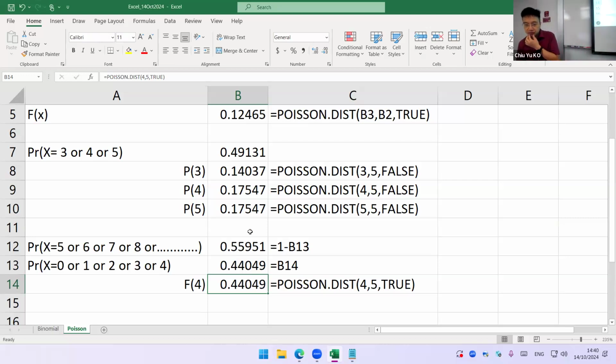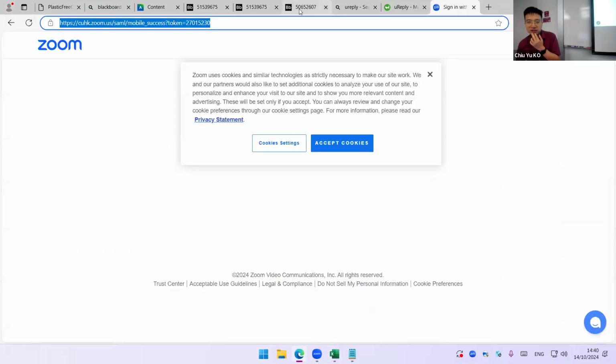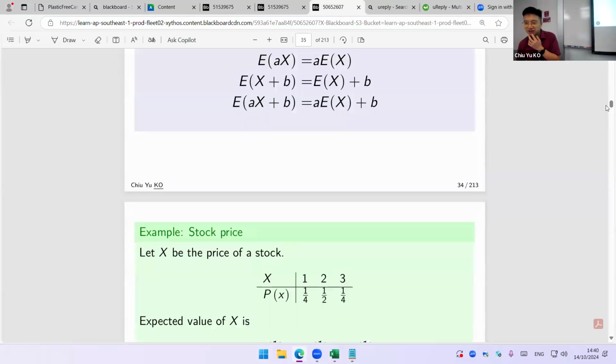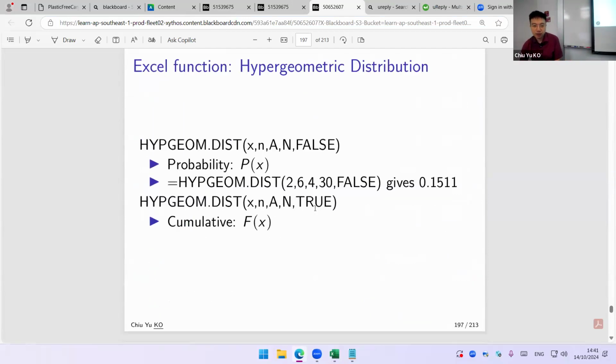Okay. Oh, sorry. I don't know why there's a sound over there. So I hope this gives you the idea how to do Poisson.